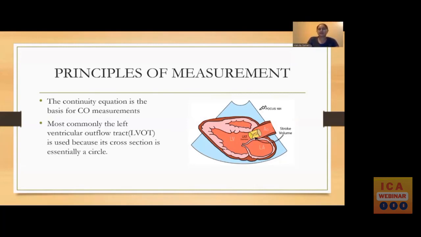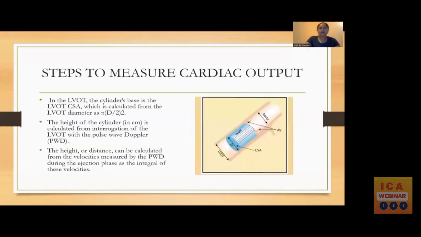However, the cross-sectional area of the left ventricular outflow tract is more or less essentially a circle, which makes our measurement easier. So the steps to measure the cardiac output. When we are taking the left ventricular outflow tract, we are assuming that the cylinder's base is going to be represented by the cross-sectional area of the left ventricular outflow. That is calculated after we take the measurement of the left ventricular outflow diameter. Assuming that to be a circle, we calculate it as pi times (d/2) squared, or that is just 0.785 times the diameter squared.